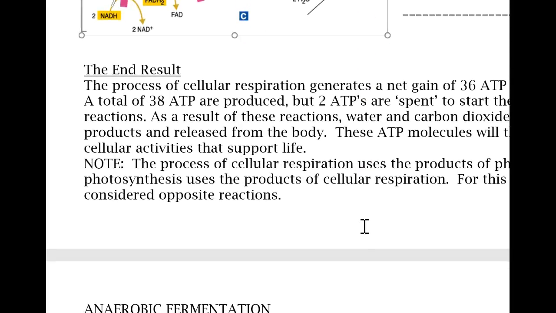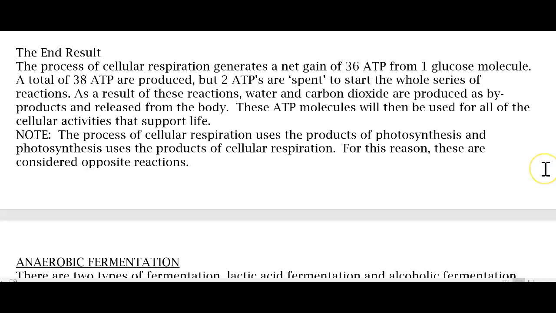So let's take a look at our totals. From the processes of glycolysis, the Krebs cycle, and the electron transport chain, we get a net gain of 36 ATP just from that one glucose molecule. We really gained a total of 38 ATP, but we needed to start the reaction, so that's why we only claim 36.